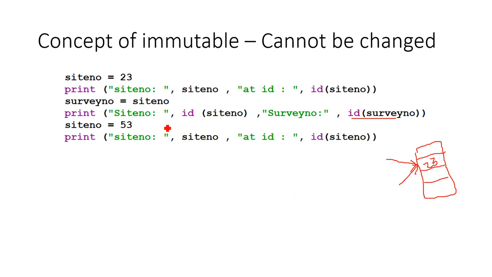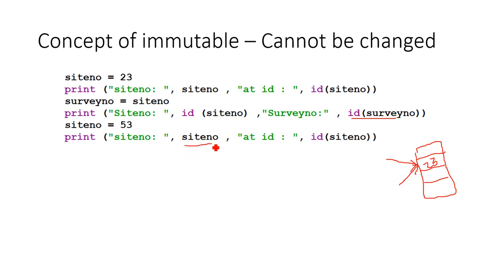Now we try to change the site number value. We reassign the value of site number to 53. As you know, the concept of a reference variable in Python is valid only until we change the value of any of the variables. Once you modify the value of a variable, that reference becomes invalid. The link to the previous value is broken, and now site number is modified with the value 53.